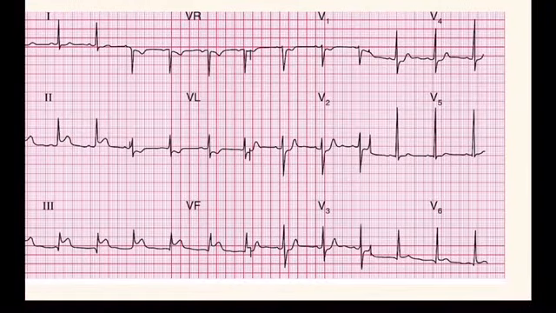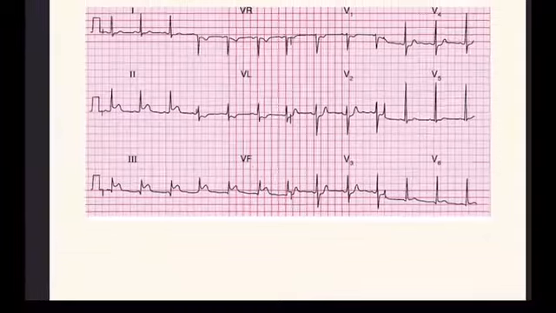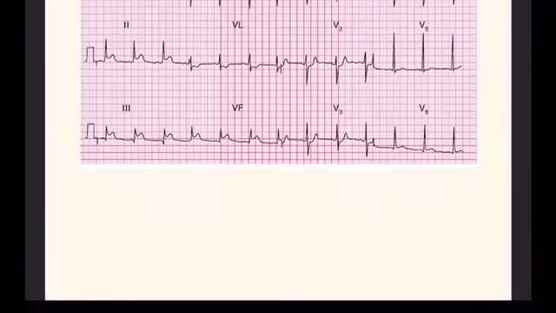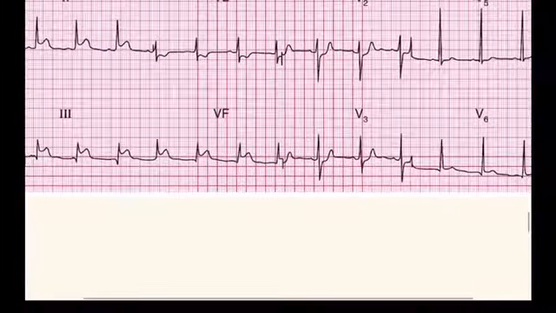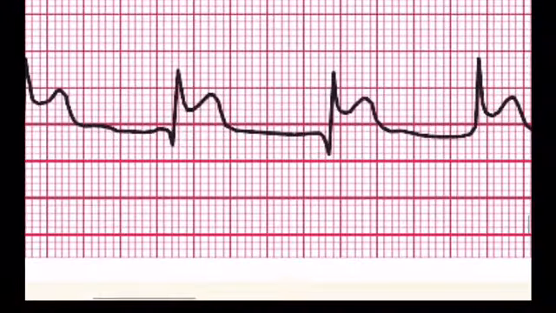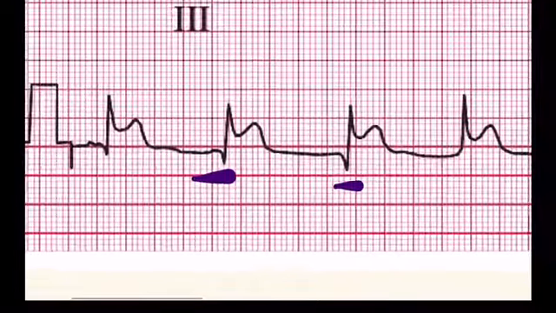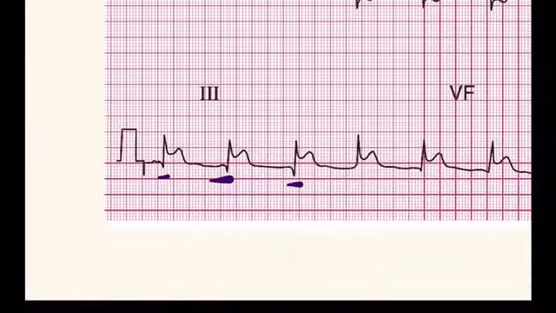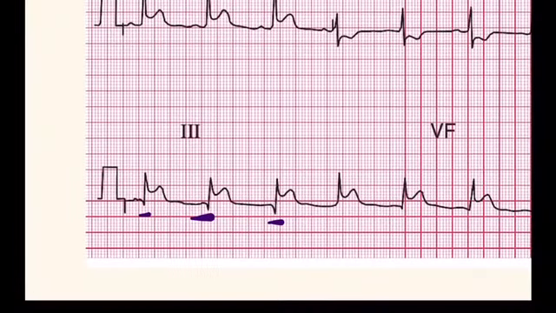Okay, this ECG. Now in this ECG we will be checking the position of the infarction. Here I can locate the Q wave. Okay, a significant Q wave is here. If there is a significant Q wave in lead 3, that means there is an infarction in the inferior side.